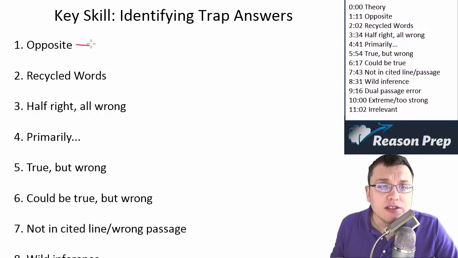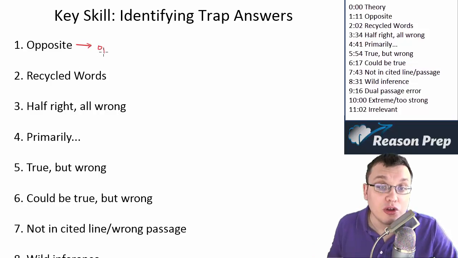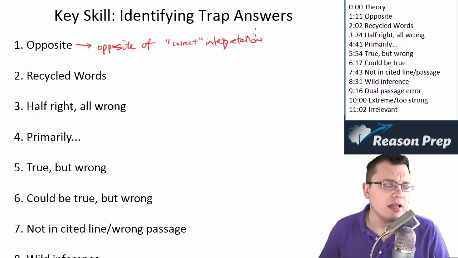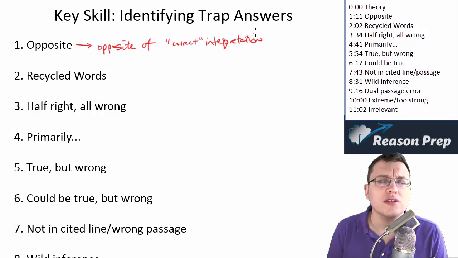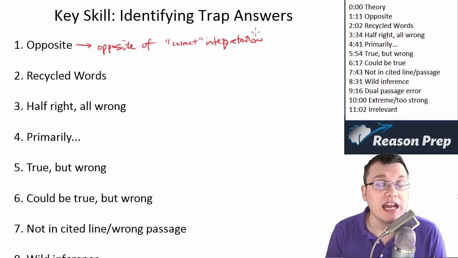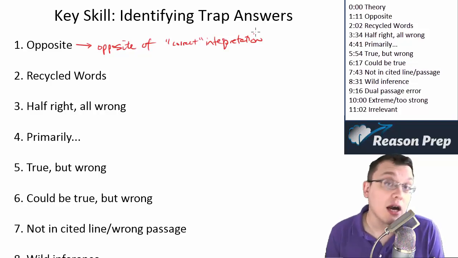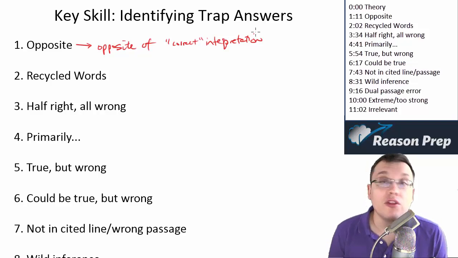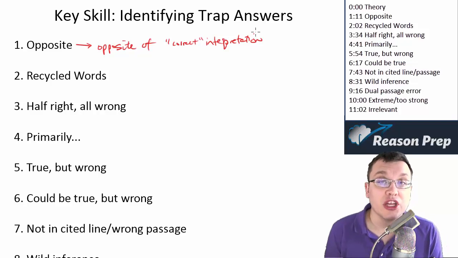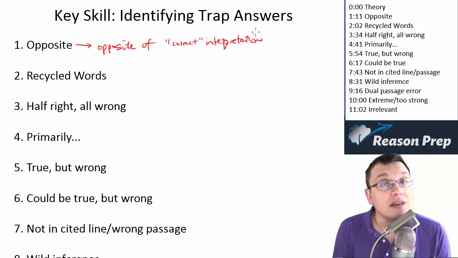Opposite trap choices are what it sounds like. It's basically the opposite of what you're looking for, the opposite of the correct interpretation. So imagine the passage makes an argument, let's say, that reading books is old-fashioned and you don't need to read books anymore, you can read blogs. Maybe one of the choices in a question will be the opposite, that reading books is traditionally a good thing to do and reading blogs isn't as effective, right?